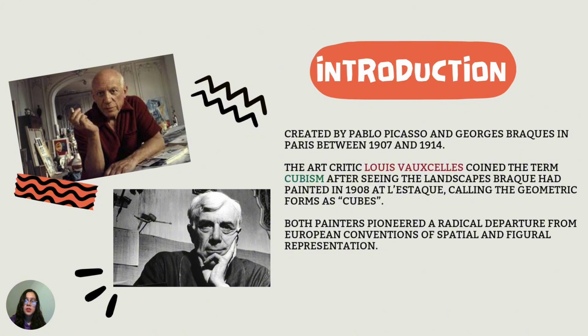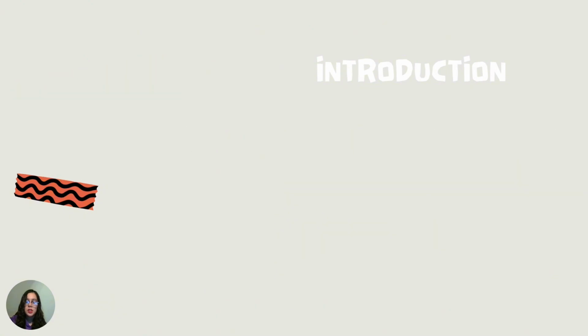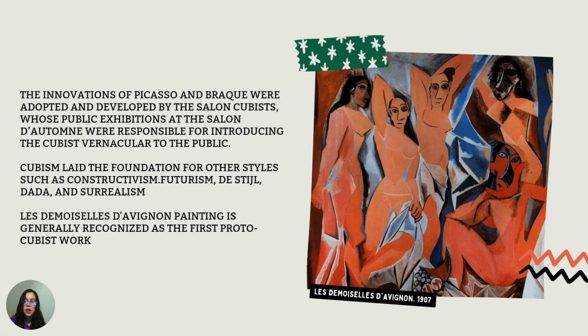Cubism describes a revolutionary style of visual art, and the two artists led a break from traditional European ways of representing space and figures. The groundbreaking work of Picasso and Braque was embraced and then developed by Salon Cubists, whose exhibitions at the Salon d'Automne were instrumental in introducing Cubism to a broader audience.